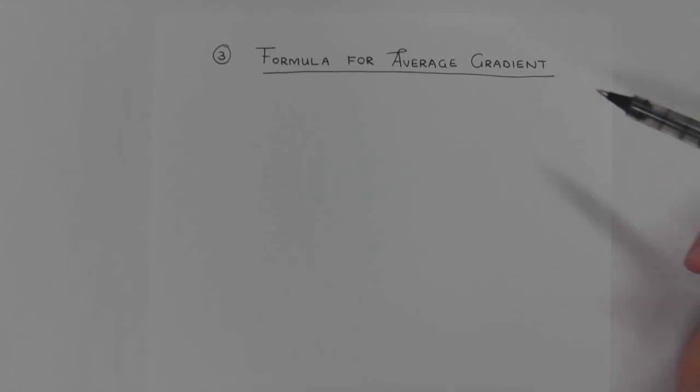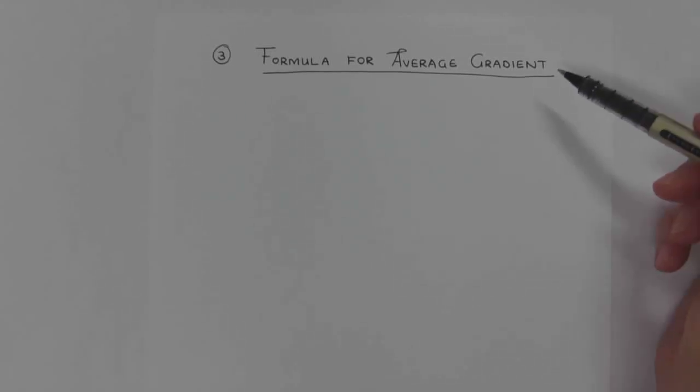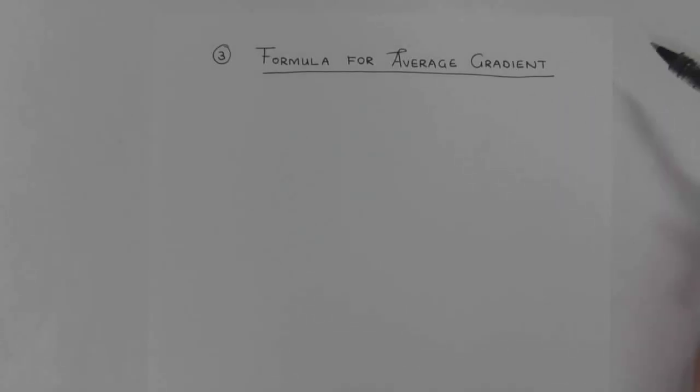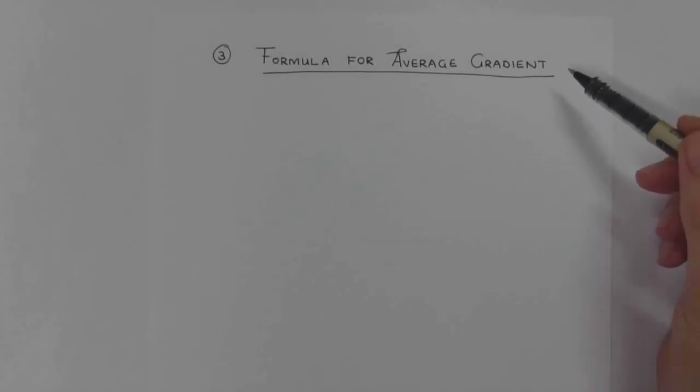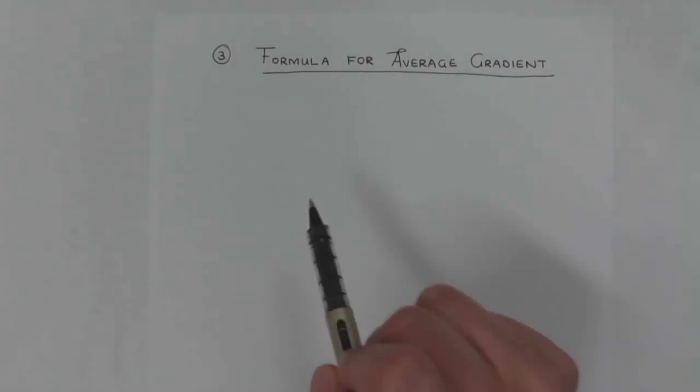Now, in order to do the work that we're later going to do, we have to establish a formula for average gradient. And we are going to establish this formula in this video, but we're actually only going to use it in the next video, which is where we start talking about something called first principles differentiation. So in order to do first principles differentiation, we have to establish this formula for average gradient.